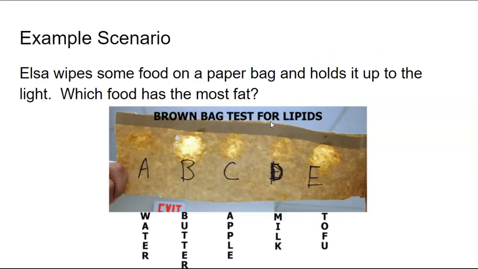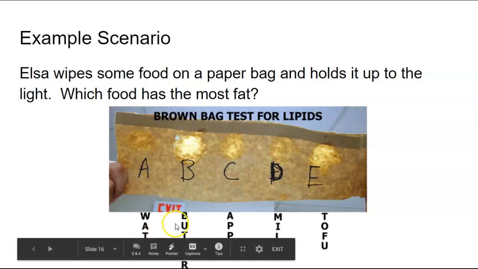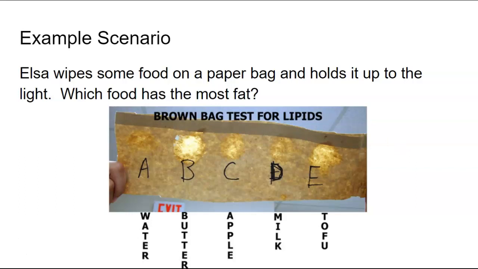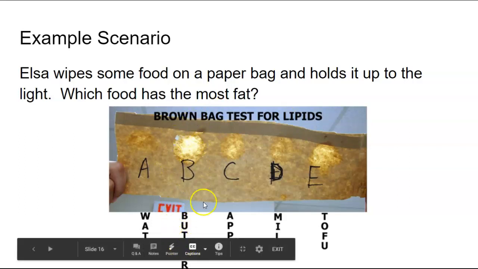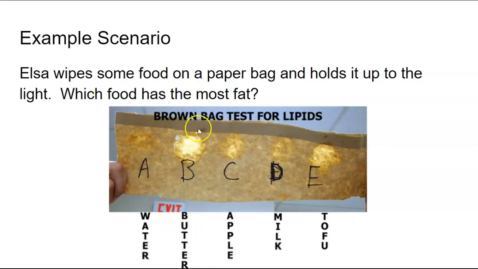So let's do an example. Elsa, yes, I was inspired by Frozen here, wipes some food on a paper bag and she holds it up to the light. Which of these foods has the most fat? She's got water here, butter, apple, milk, and tofu. It looks like she might not have let them dry completely because water shouldn't have any spot, but regardless, we can still see which has the most fat. Did you say butter? So butter probably has the most fat. How do we know that? Because it's the most see-through mark on this paper. So that's how we test for fats.